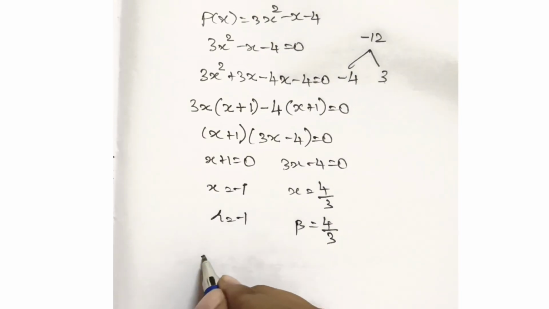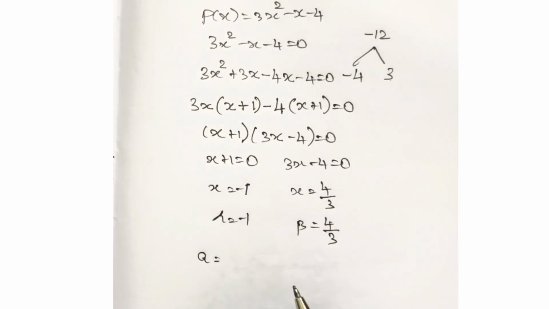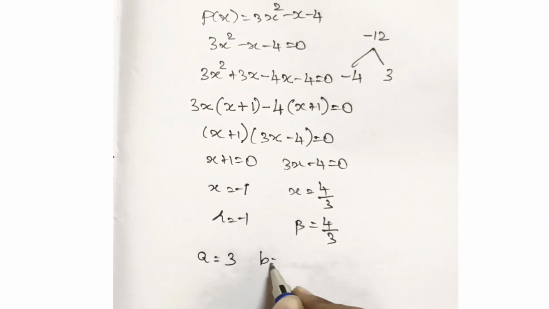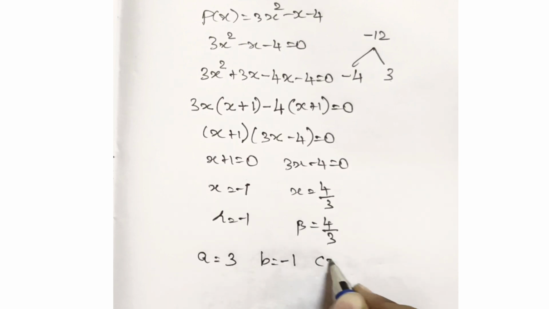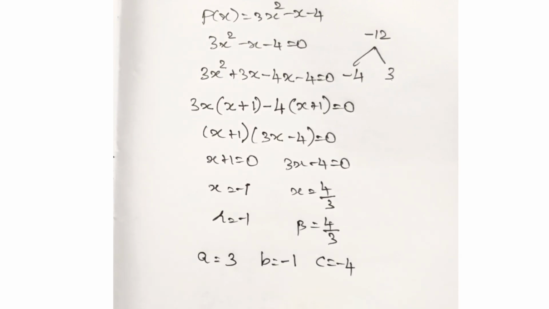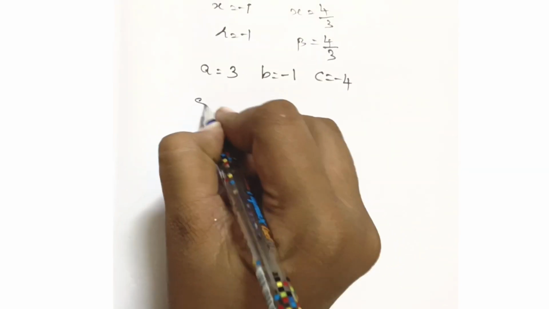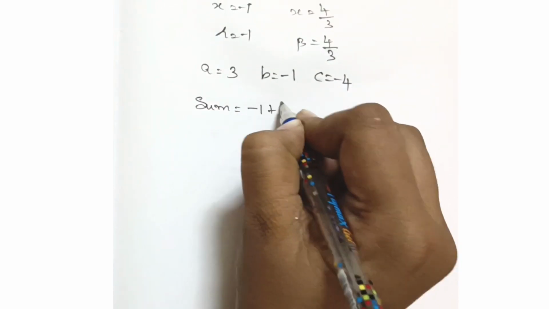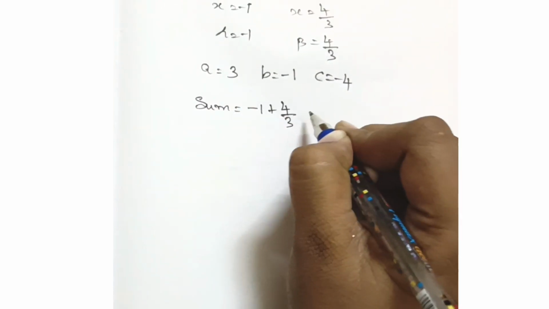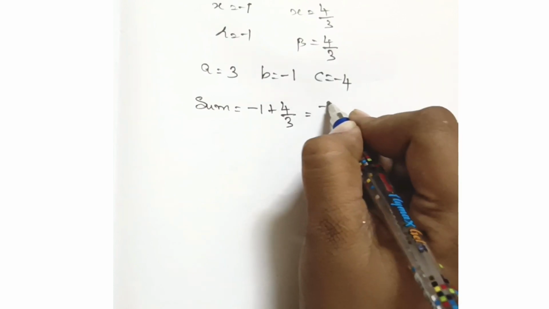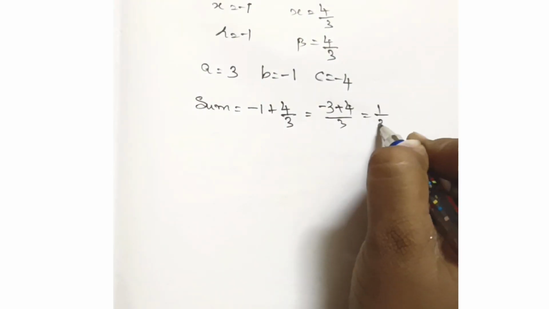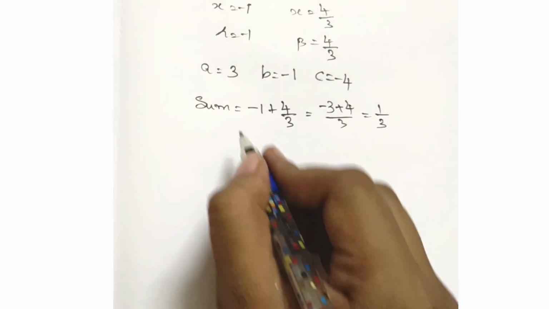And what's the value of a in the given polynomial? It's 3. B equal to minus 1. C equal to minus 4. And what is the sum of zeros? Minus 1 plus 4 by 3. Take LCM. Minus 3 plus 4 by 3. You get 1 by 3.